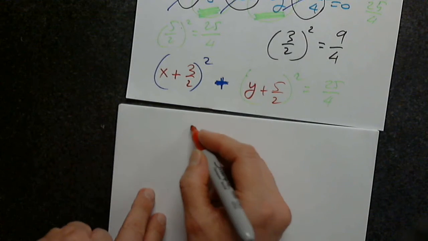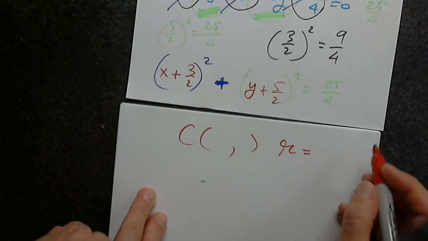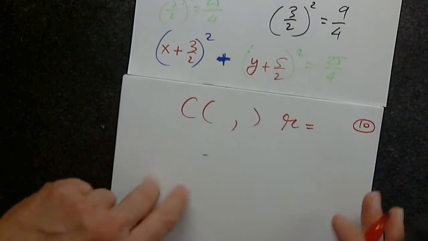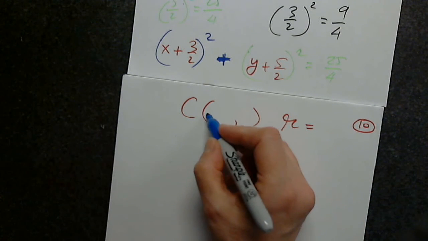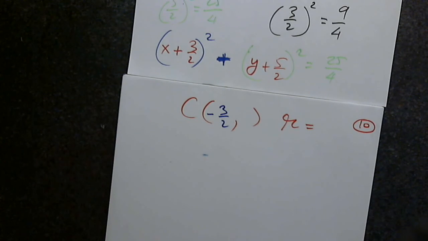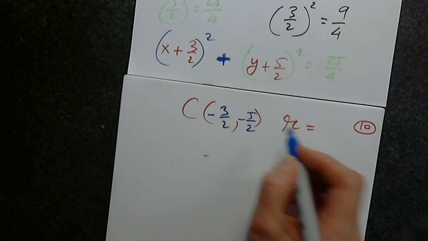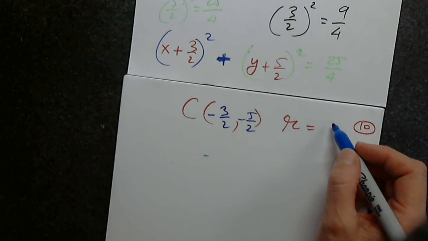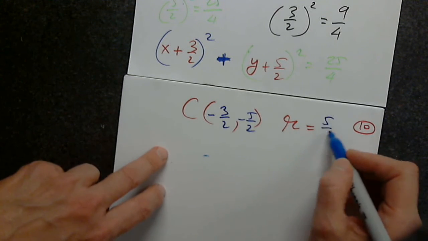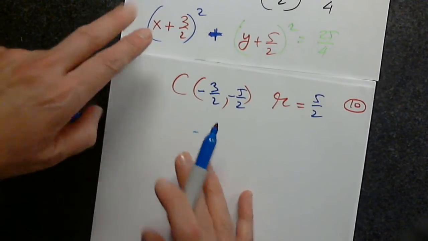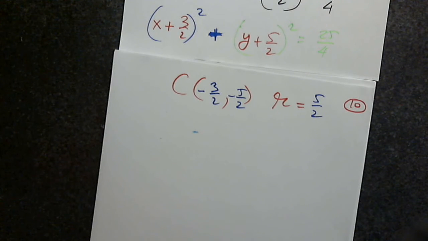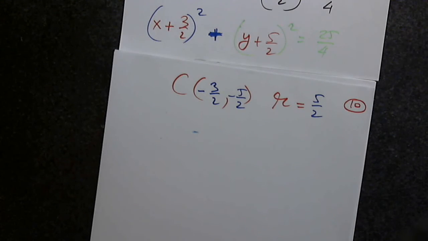Excellent. So now we need the coordinates of the center and the radius. Very good. But negative. Good. And negative 5 halves, and you remember you squared this to get that, right? It's right here. 5 over 2, indeed. Okay. Questions for me?